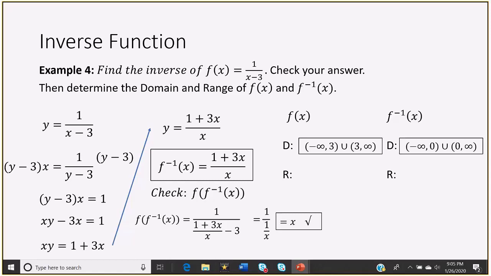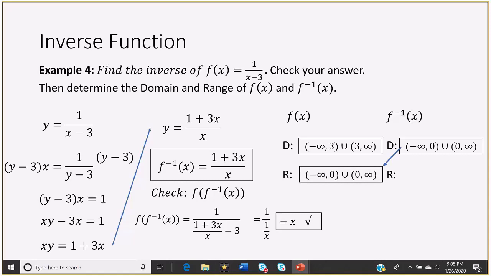Now, our little trick or leveraging that we can use when we're dealing with inverses is the range of my function is always the domain of my inverse, and the range of my inverse is always the domain of my original function. So I can actually use arrows and say, oh okay, I don't have to find the range, it's just the domain of my inverse. Boom. Domain of f of x is negative infinity to 0 and 0 to infinity, and vice versa.